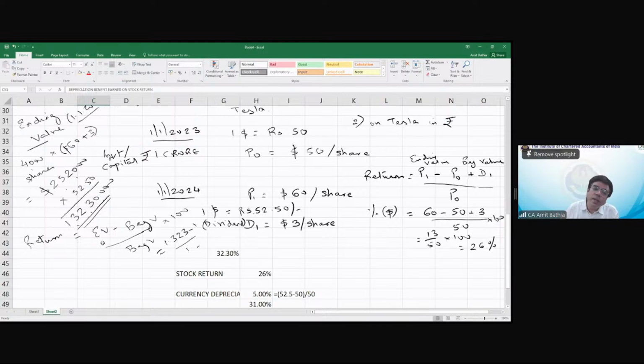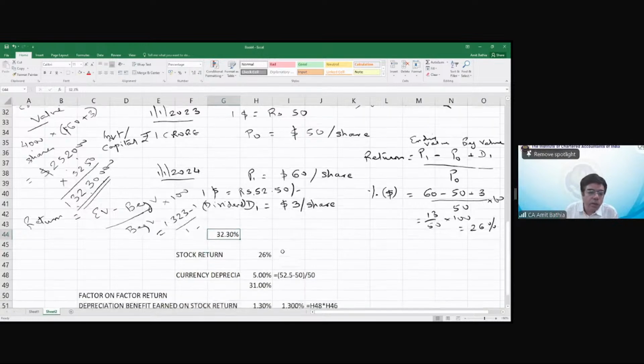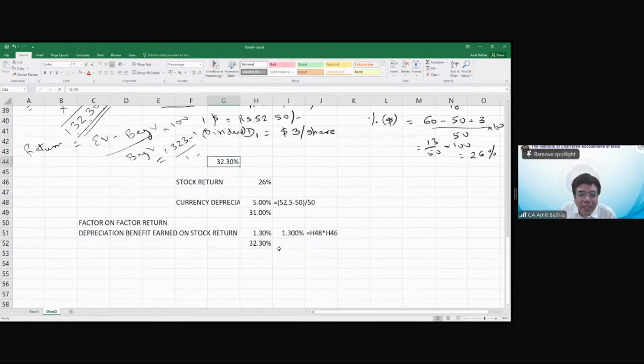So how do I calculate my return? Ending value minus beginning value upon beginning value into 100. That is nothing but 1.323 crore minus 1 upon 1. So I get 32.30%. What we further discussed was that my stock return is 26%, and the currency has depreciated by 5%, right? It is 52.5 minus 50 upon 50. So it has depreciated by 5%.